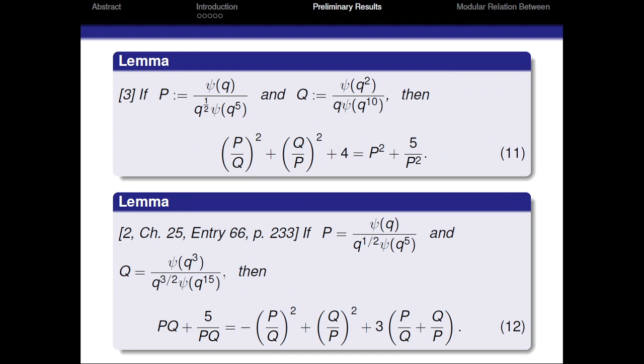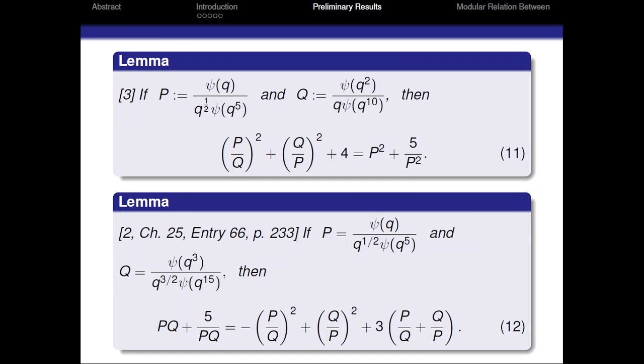In the lemma, if p is equal to psi of q divided by q^(1/2) psi of q^5, and q is equal to psi of q^2 divided by q psi of q^10, then (p/q)^2 plus (q/p)^2 plus 4 is equal to (p^2 plus 5)/p^2.